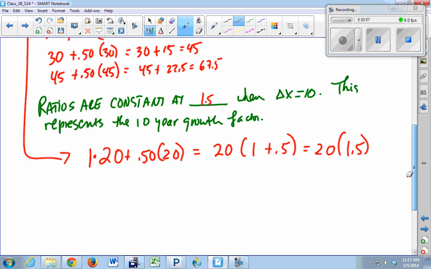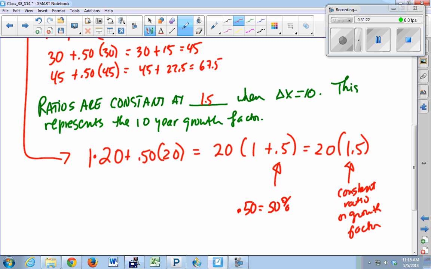So when you write it this way, 1.5, that's your constant ratio. Or, I keep saying this, your growth factor. When you take 1.5 and you divide it up into the amount you started with, the 1 plus the half, notice that represents 50%. So we say the growth rate, not the growth factor, it's different. The growth rate is 50%.